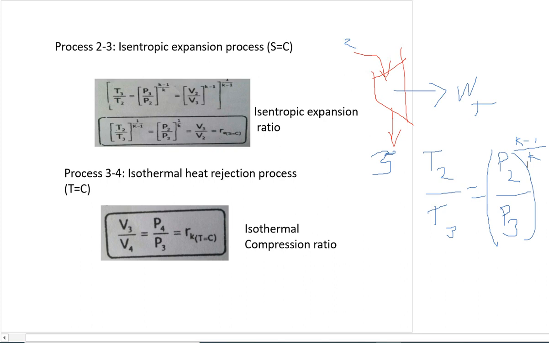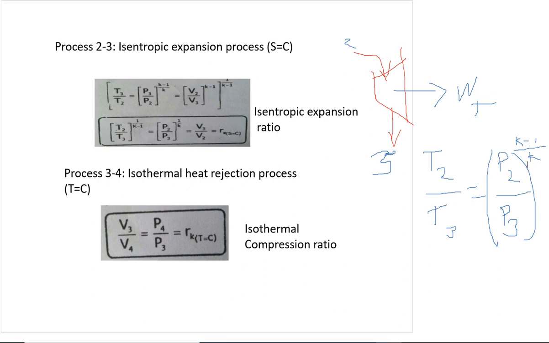This one, T3 over T2, is equal to P3 over P2 raised to K minus 1 over K. It is the same. Just derive the equation as long as the result is correct. So, for process 3 to 4, of course, we go back to constant temperature. But this time, it is heat rejected, an isothermal process.